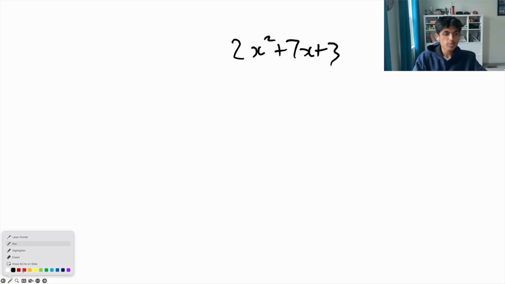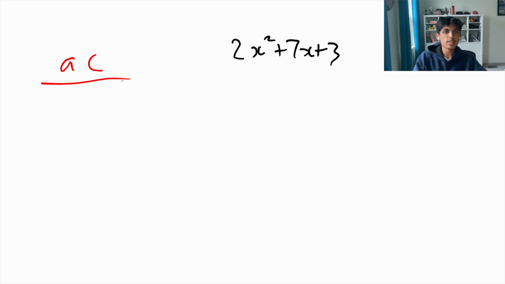So first, we're going to start with factoring quadratics when the leading coefficient is not equal to 1. So here, the leading coefficient is 2, and this is going to be similar to the method that we've looked at before in the last video. So first, I'm going to write down the steps.